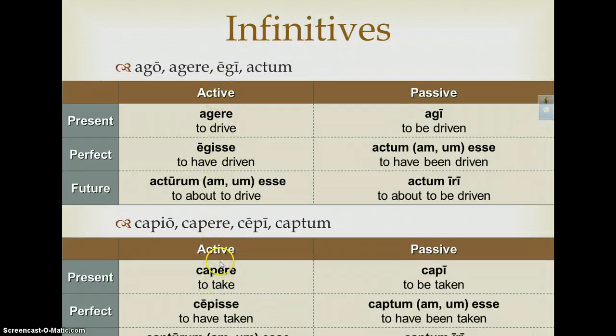Third conjugation and third IO. This is where you have a slightly different way of forming the present passive infinitive. Second principal part active, agere, to drive, but then you replace the entire ERE with the long I, so it's agi, to be driven. Egisse, to have driven. Actum, actam, actum esse, to have been driven. Acturum, acturam, acturum esse, to be about to drive. And actum iri, to be about to be driven.